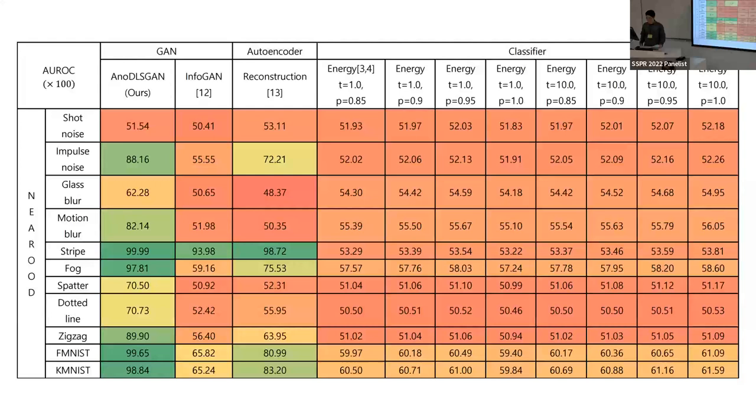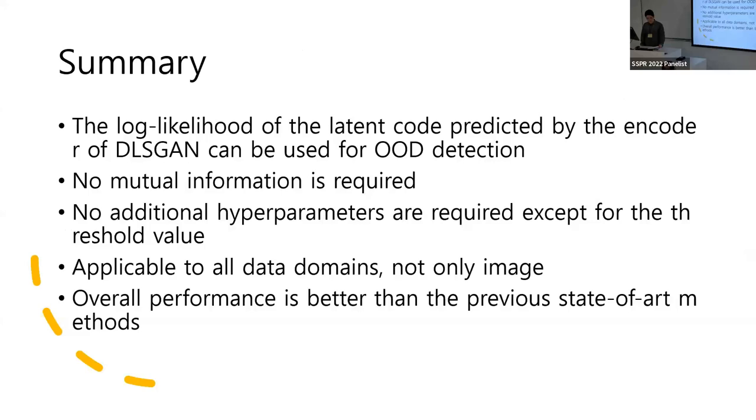In summary, we found that the low likelihood of the latent variable predicted by the encoder of DLSGAN can be used for OOD detection. AnoDLSGAN does not require any auxiliary information in the training dataset, such as OOD labels, or additional hyperparameters like energy score. Also, AnoDLSGAN can be used for any data domain and outperforms previous state-of-the-art methods. Thank you for listening to the presentation.